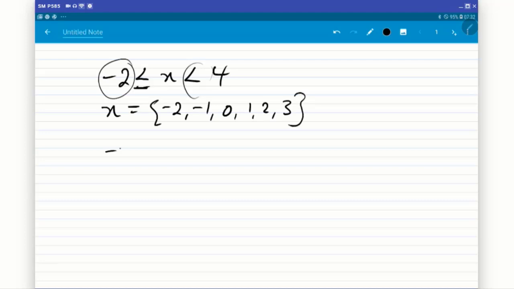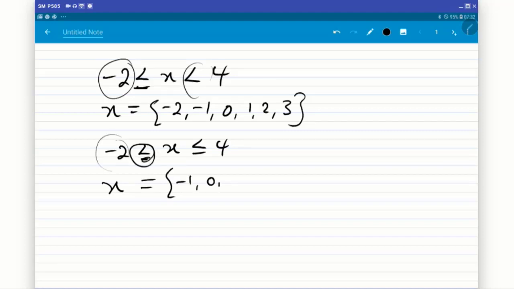Alright, so if you have minus 2 is less than x less than or equals to 4. This means if your x is an integer, it will not start from minus 2 because there's no equal to here. So it will start from minus 1, 0, 1, 2, 3, and then 4. Okay, so that gives the values of our x. So that is one thing we have to understand here when we have this inequality statement.